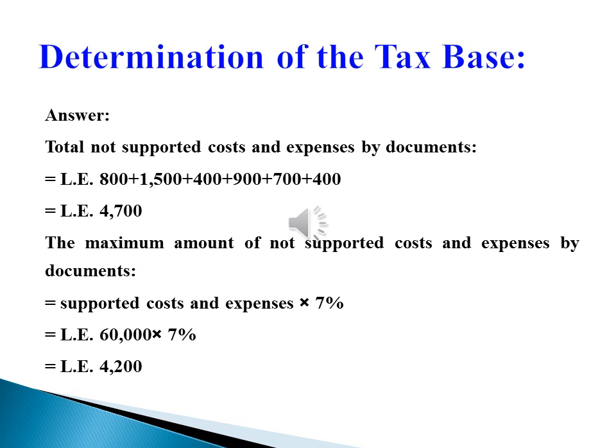Answer: total not supported costs and expenses by documents. Total 4,700. The maximum amount of not supported costs and expenses by documents equals supported costs and expenses times 7%. Then 6,000 livres Egyptian times 7% amounted to 4,200 livres Egyptian.